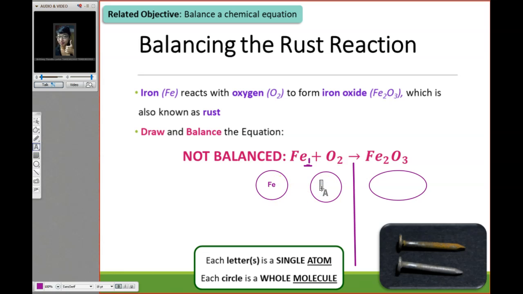All right, I'm going to go ahead and also start our counts. So on the left, we currently have 1 iron. We currently have 2 oxygens. Now, on the right, we have Fe2O3. How many irons are in Fe2O3? How many irons are in iron oxide? Take a look at the number after the atom. Yep, good. So Fe2 is going to be 2 irons.